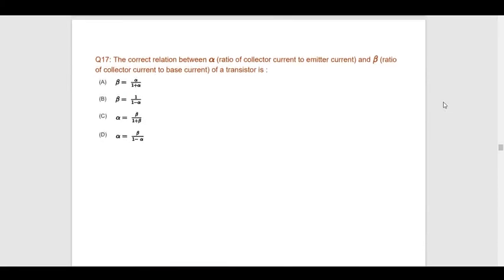Here it says that the correct relation between alpha, that is the ratio of collector current to the emitter current, and beta, which is the ratio of collector current to the base current, right? Alpha is collector current to the emitter current, and beta is collector current to the base current. So we have to figure out the relation between these values. Now, we also know that the emitter current is equal to the base current plus the collector current.